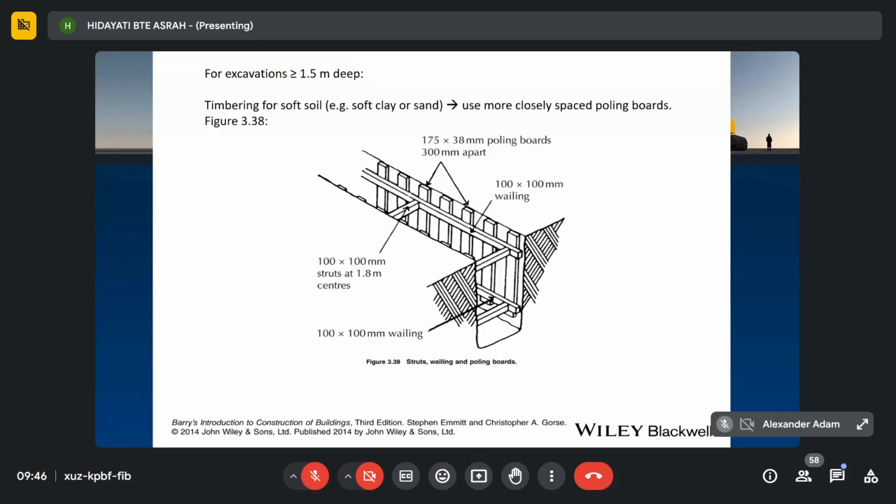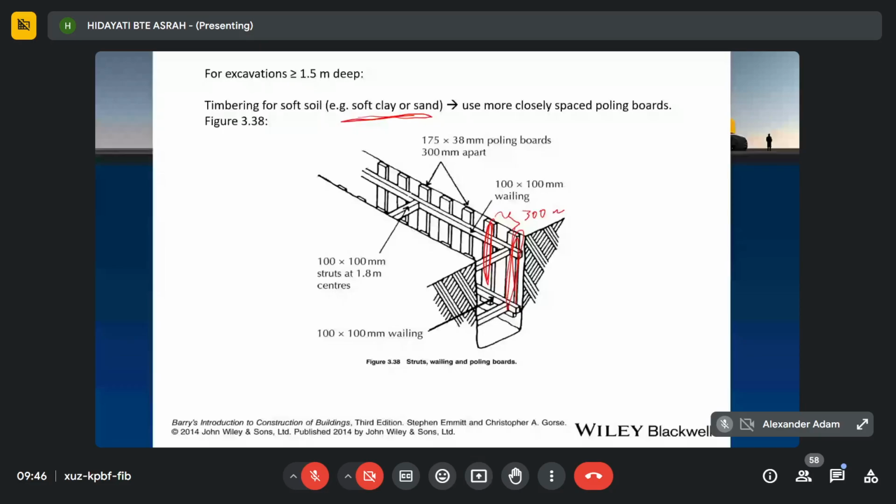For the case where the soil is soft, for example, your site project contains soft clay or sand, then you need to use more closely spaced polling boards. This is the polling board. Between the two polling boards, the space here you need to reduce. The previous one is 1.8 meter, but this one you can reduce it to 300 millimeter. Because we want to prevent the side of the trench from falling in.